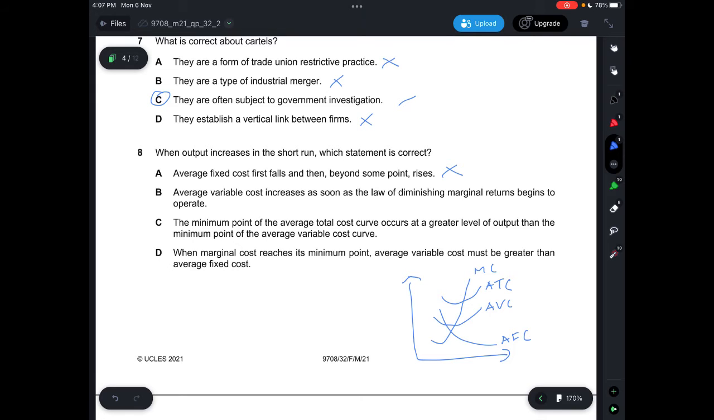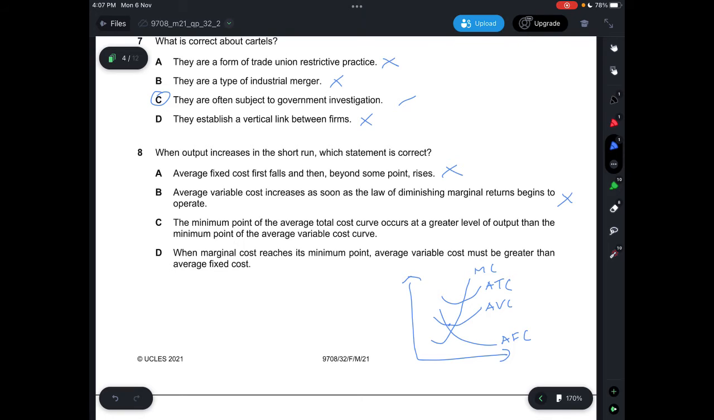And then B says average variable cost increases as soon as the law of diminishing marginal returns begins to operate. Incorrect, because when the law of diminishing marginal returns begins to operate, your AVC would actually become stagnant first and then it will increase back. So to say that average variable cost increases as soon as the law of diminishing marginal returns begins to operate is incorrect because of that. And C, the minimum point of the average total cost curve occurs at a greater level of output than the minimum point of the average variable cost curve.